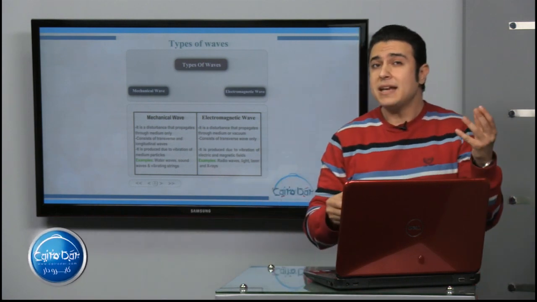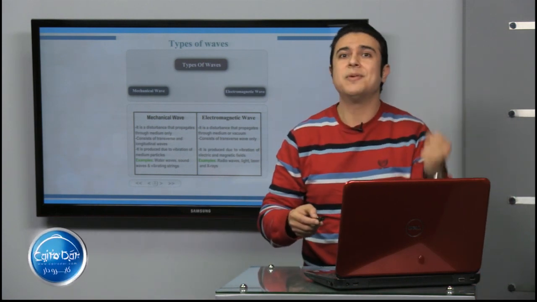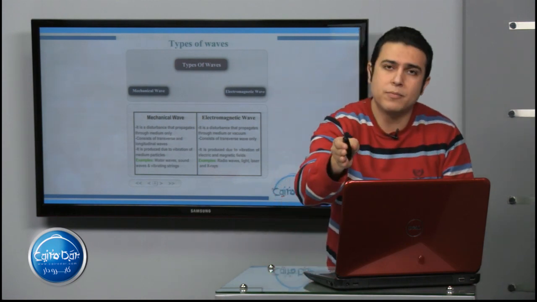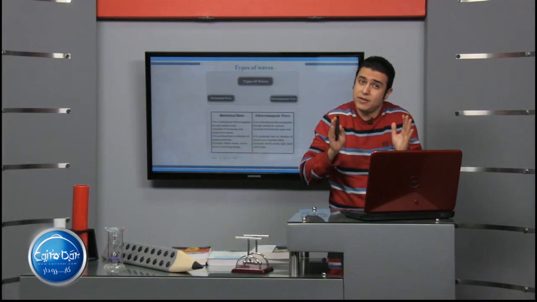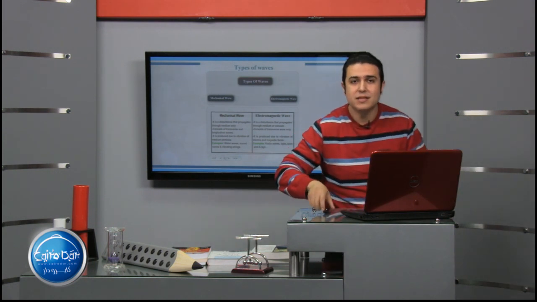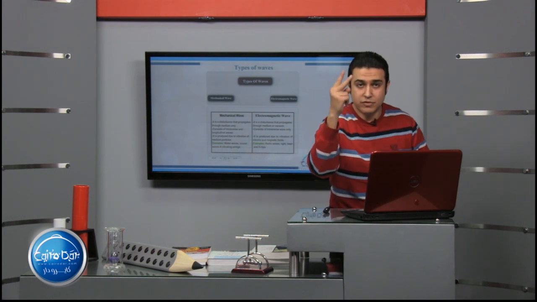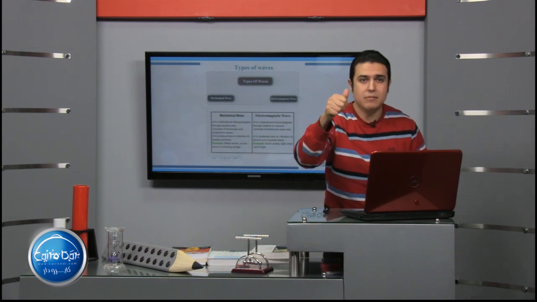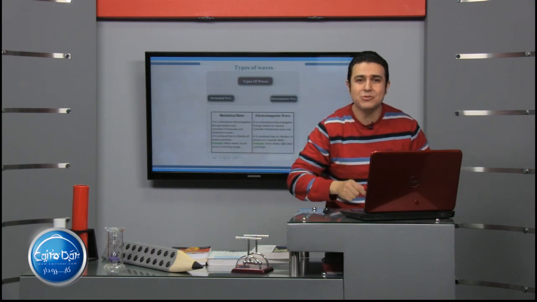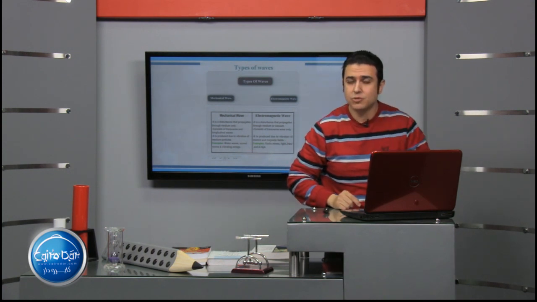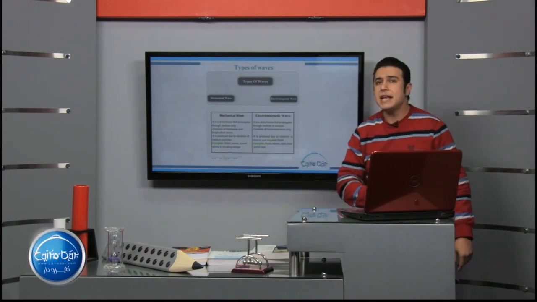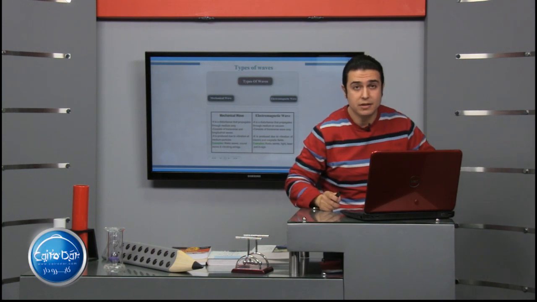But for the mechanical waves, the medium particles vibrate. The vibration may be perpendicular or parallel to the propagation direction. That's for the mechanical waves. But for the electromagnetic waves, it needs 2 fields. One of them is a magnetic field, and the other is an electric field, and these 2 fields are perpendicular to each other. So electromagnetic waves are produced due to the vibration of electric and magnetic fields.